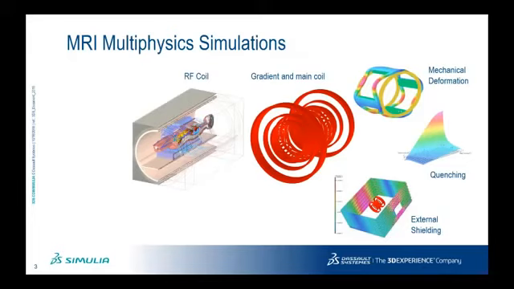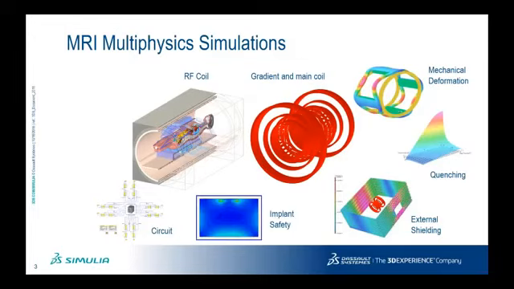Additional to those static and low frequency magnetic fields, we do have the RF coil, the radio frequency coils. You see a typical example here. In many cases, we have multi-channel systems, which in addition require some circuit for tuning and matching our system. And from such a simulation model, we can, for example, analyze implant safety inside an MR system.